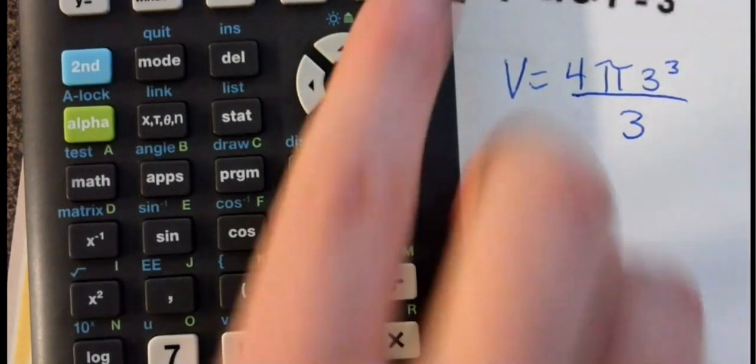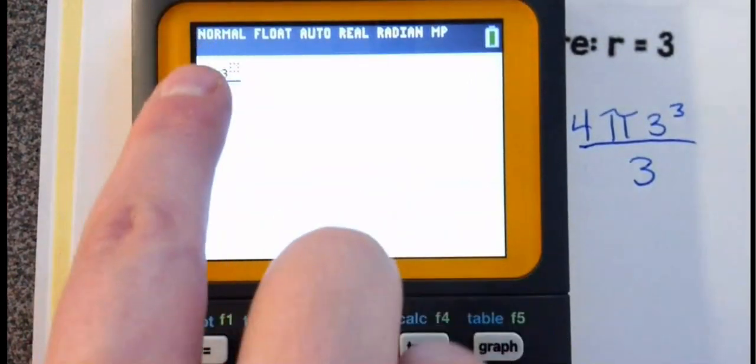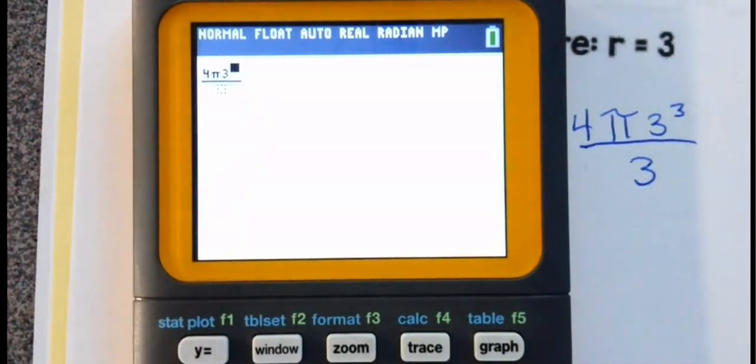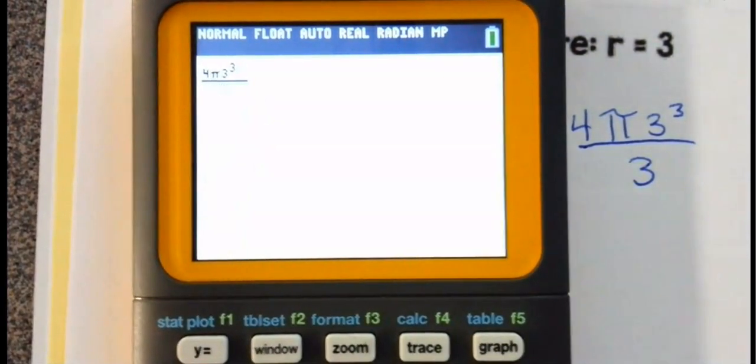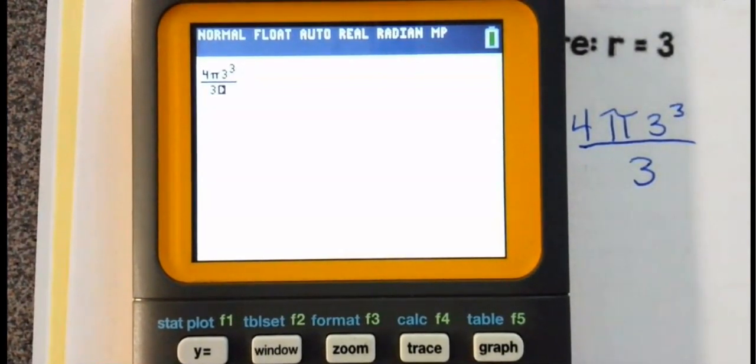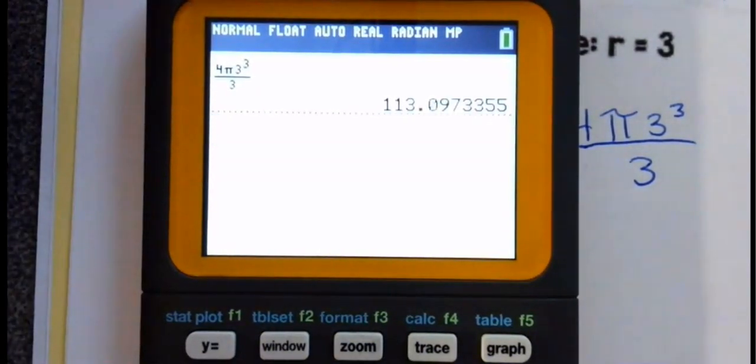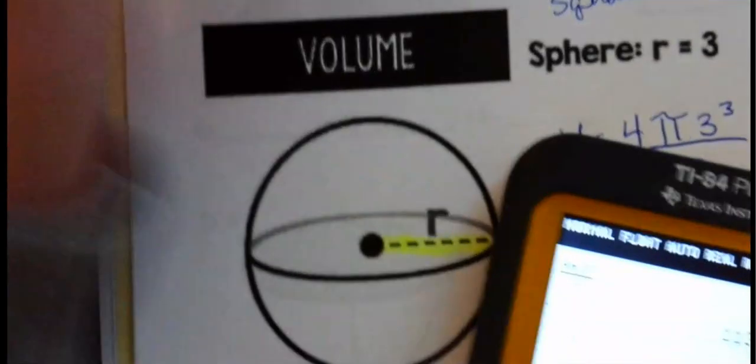So I did 4 pi r. So 4 times pi times 3, and I clicked on that arrow that points up. And then I can click on the 3, and that makes it cubed. And then we're going to divide by 3, and that's going to get us our answer. That's going to be the volume, or how much liquid can go inside the sphere. So 4 pi r cubed divided by 3. So 113.1.